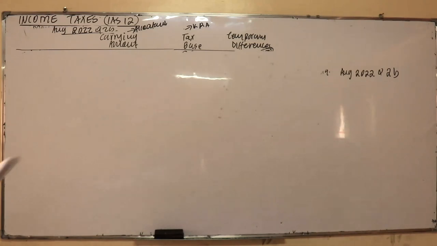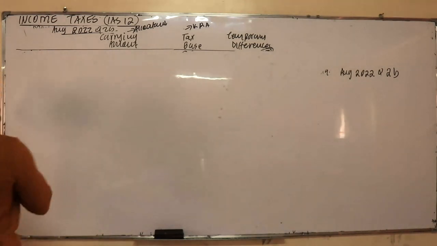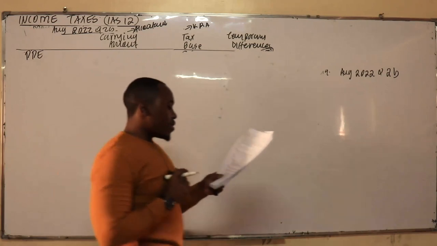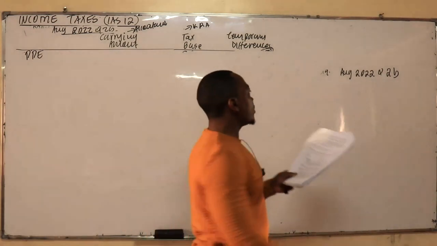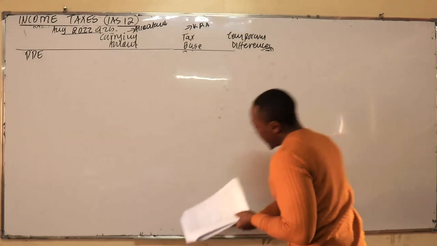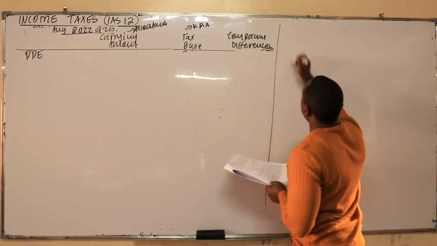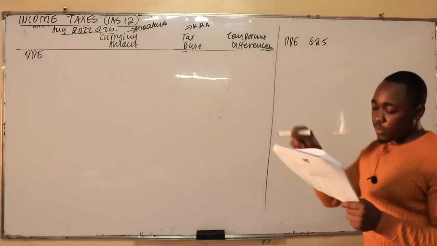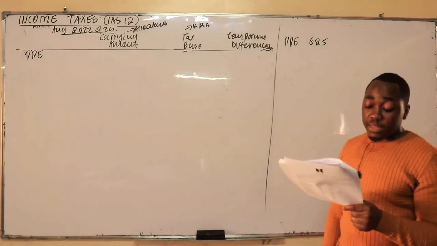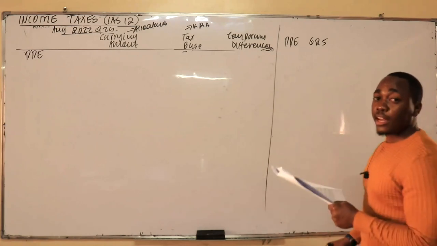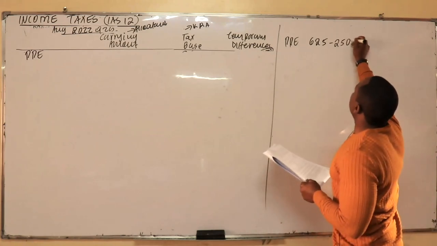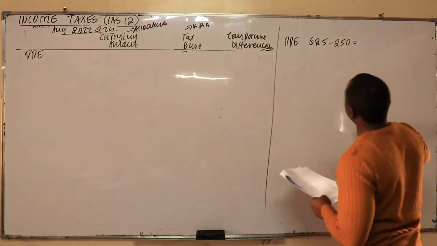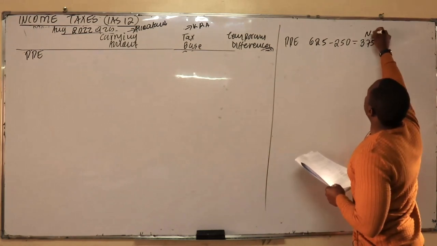Good. Number one, T Limited owns PPE. T Limited owns property, plant, and equipment at a cost of 625. Let me assume you know nothing. The cost is how much? That's the cost when it was purchased. A depreciation of 250 million has been charged up to the reporting day. As an accountant, how much is the current amount? 625 minus 250, you get 375. That's the net book value.